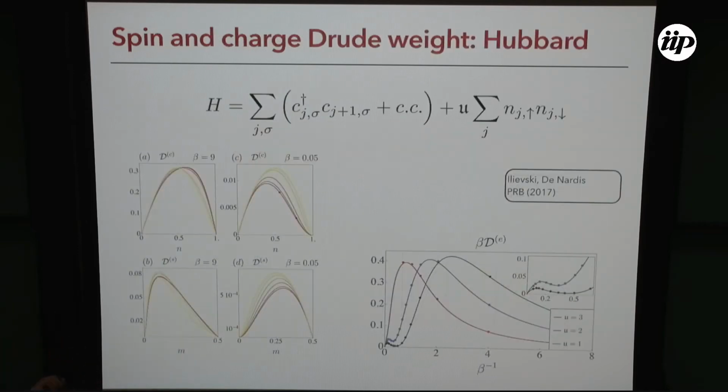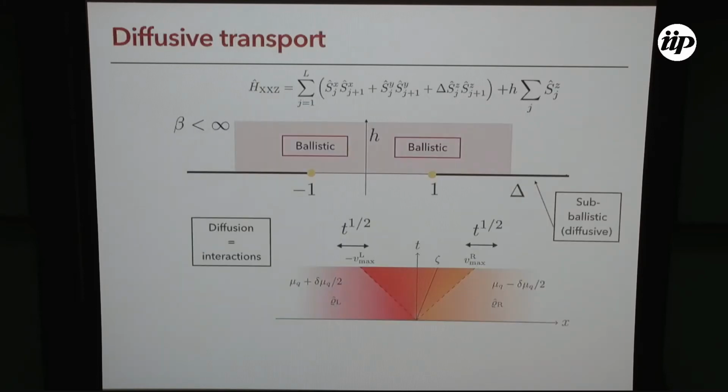But Drude weights are interesting objects, and of course they're very related to integrability, right? A generic model, unless it's a superconductor, will have zero Drude weight. There's no ballistic transport, as I said, outside integrability, generically. But we want to understand a bit more about diffusion, diffusive transport.